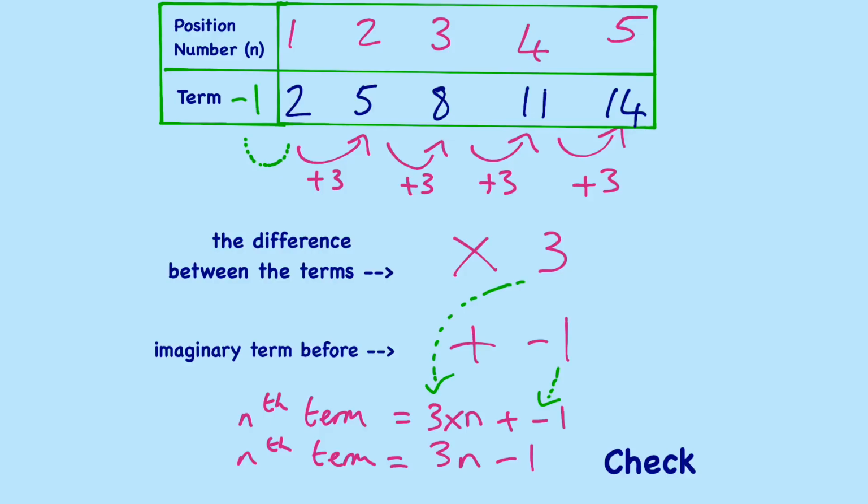Now let's just check one of the terms above. So let's check the term in position number 5. So my n will be 5, so bring that 5 down and put it into the formula. So 3 multiplied by 5, because n is 5, is 15. Take away 1 is 14, which is correct. It was 14. So therefore, it is correct.